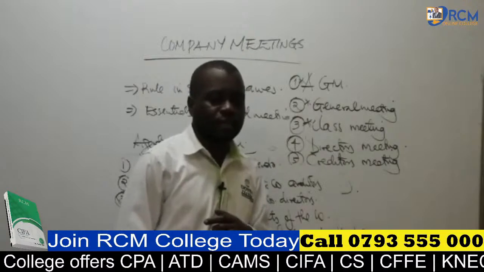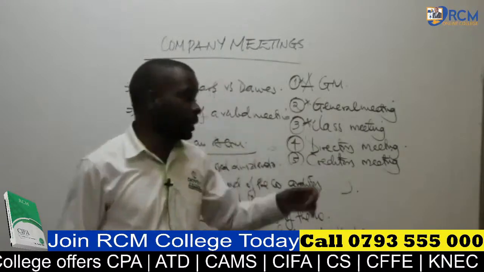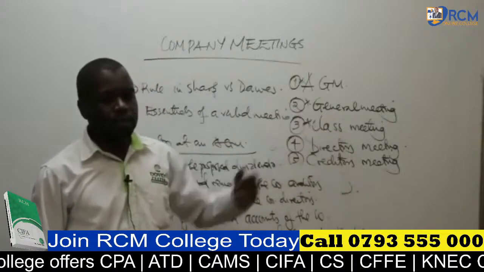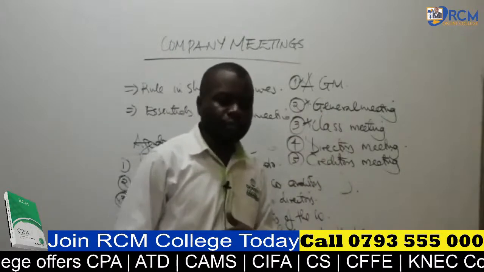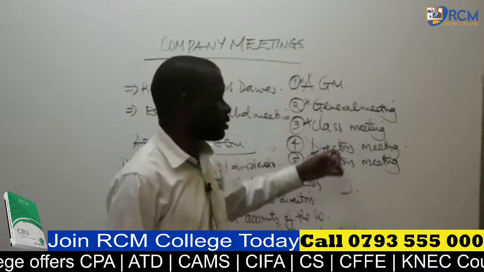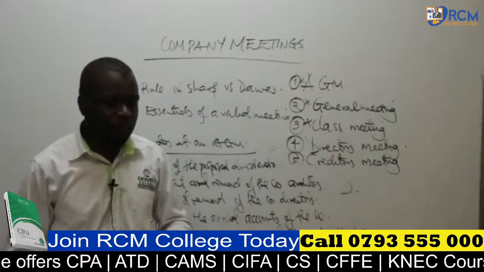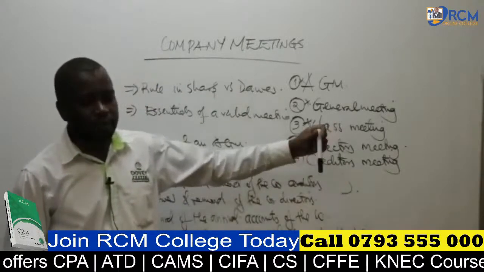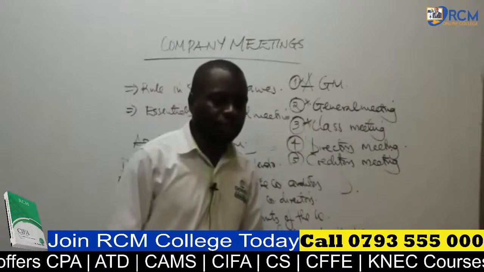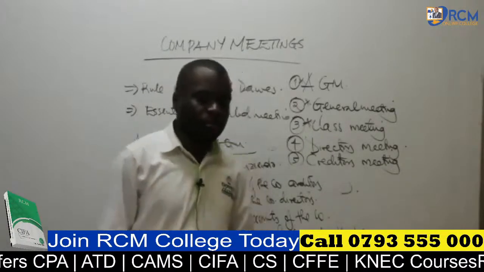It can be discussed at the AGM. Change of the name of the company can be discussed at the general meeting of the company. Change of articles can be discussed at the general meeting. Reduction of share capital can be discussed at the general meeting of the company. So long as it is any other matter concerning the company which is not among these ones, it can be resolved at the general meeting of the company. You can talk about share capital reduction, change of name, change of articles, change of the memorandum of association.